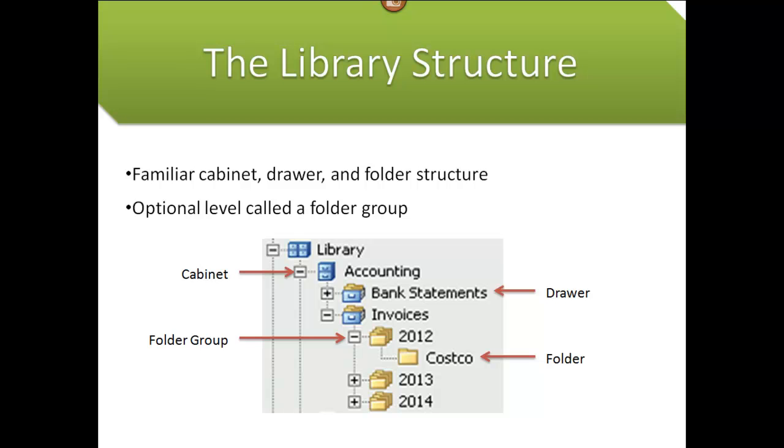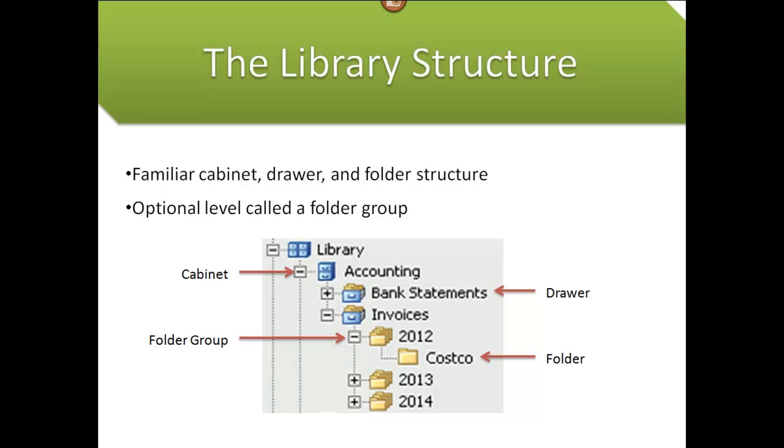First, we are going to look at the library hierarchy. FileHold has one library. The library is where all of your active documents are stored. The library structure is completely customizable and uses the cabinet, drawer, and folder structure that users are familiar with. There is also an optional level called a folder group, which can be used for additional structure definition.